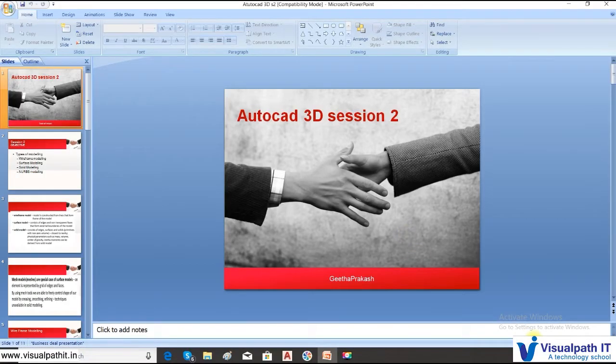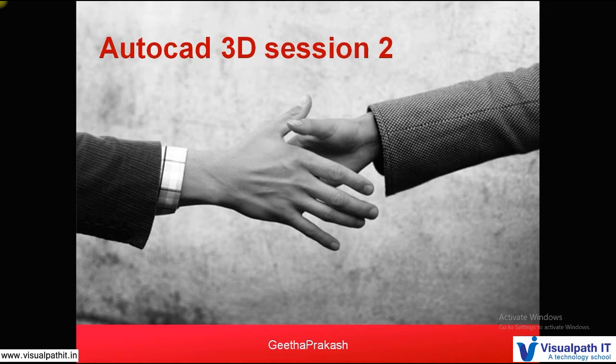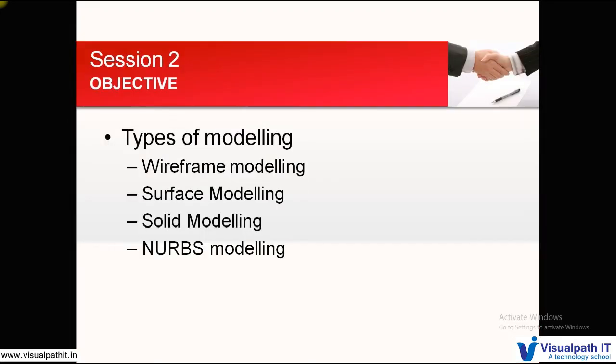Say session 2 in AutoCAD 3D. So the objective of this session will be different types of modeling. So we have wireframe modeling, surface modeling, solid modeling and NURBS modeling.